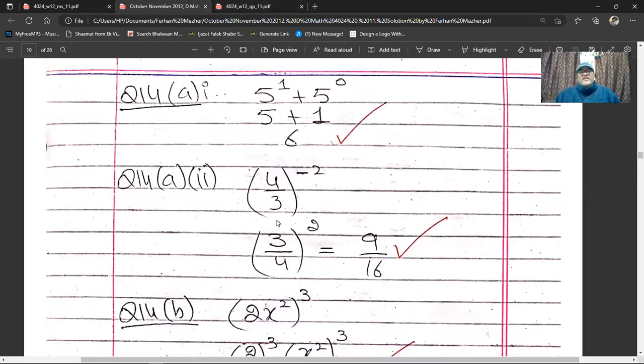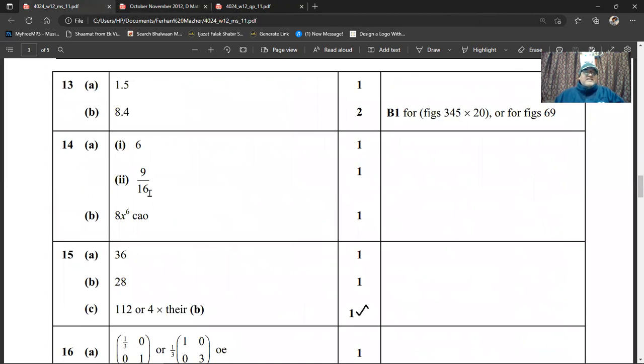So this 4 by 3, I will reciprocate it, I will flip it. So 3 by 4, the power outside that bracket, that will become positive. So 3 square, that is 9, 4 square, that is 16. So the answer will be 9 by 16. 9 by 16 is the right answer, sir.